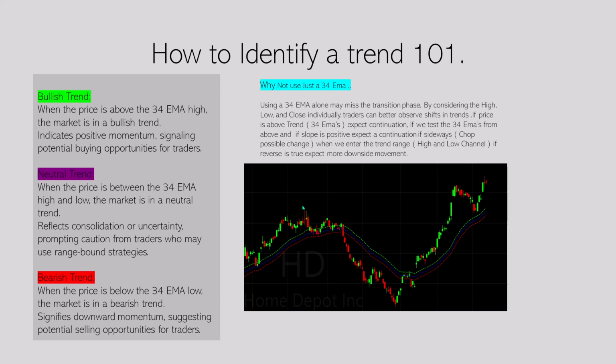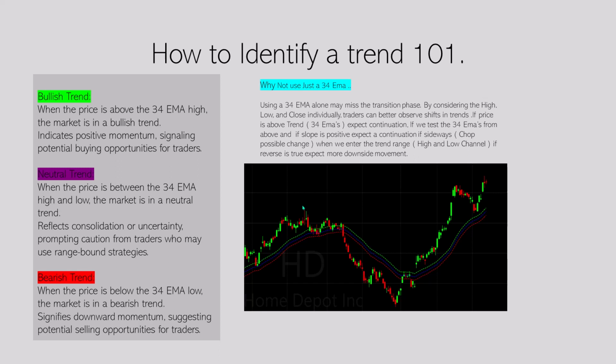So, bullish trend is when the price is above the 34 EMA. You'll see three lines there. The green line is the high of the 34. The blue is the close of the 34. And the red is the low of the 34. So you combine all three and it makes a channel, pretty much like a Keltner channel.